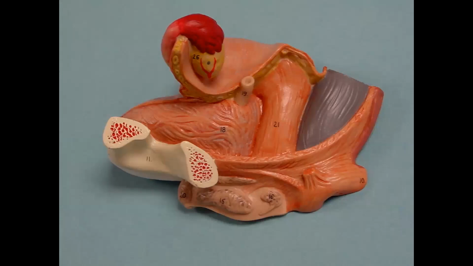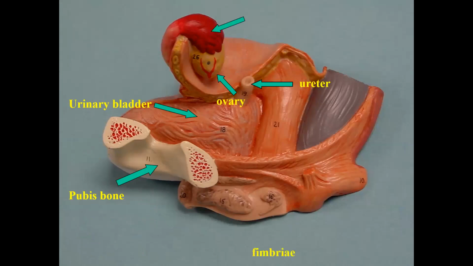Now, if we examine this a little closer, pubic bone, bladder, ureter, ovary, fimbriae, oviduct, uterus. Even though you can't really tell a whole lot from the way this model is designed, you can at least see that the uterus is still sitting on top of the urinary bladder.